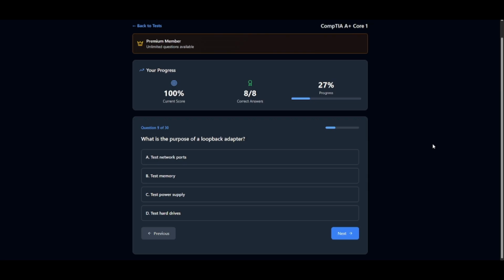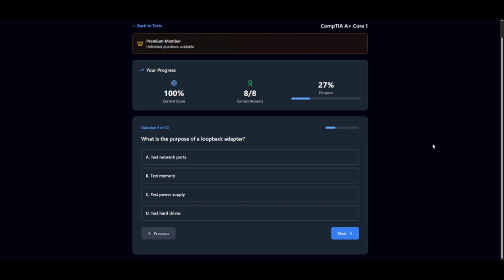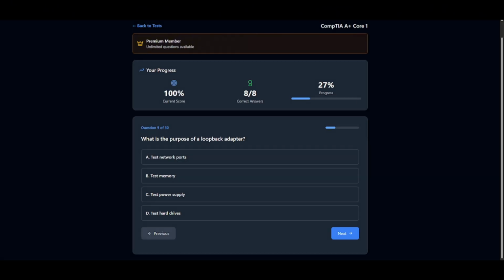Question number 9. What is the purpose of a loopback adapter? Okay, and the answer would be A, to test network ports. A loopback adapter solely makes a closed loop and it just verifies reception and connectivity in a network. Let's move on.